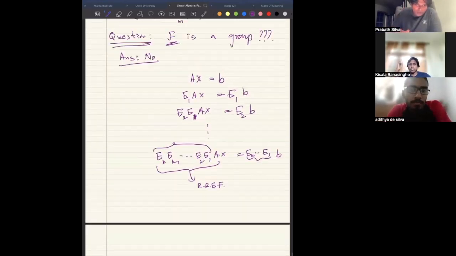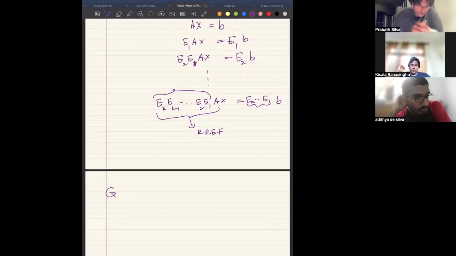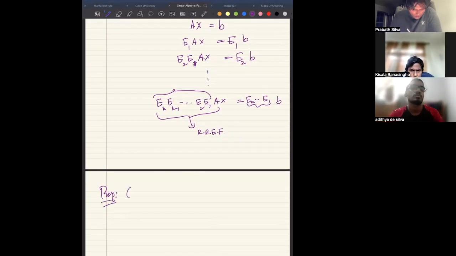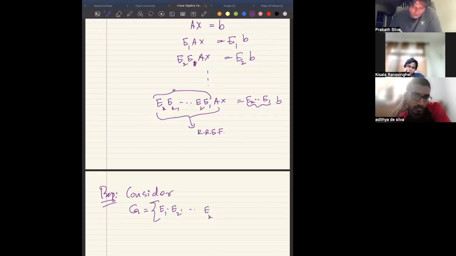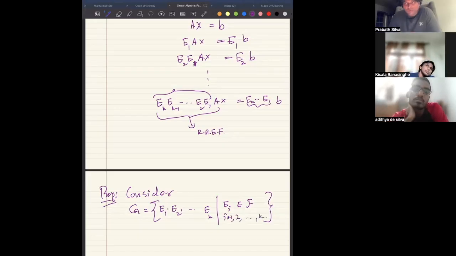So we consider a proposition. So we consider G, which is of the form E1 times E2 times dot dot dot EK, where each Ei is in my set F. I mean, this is a product of K terms, and you think of a product of zero terms as just the identity matrix. Okay.